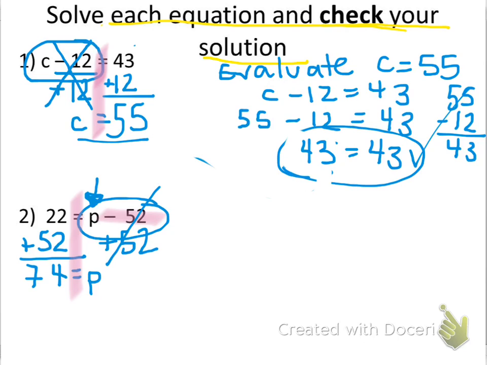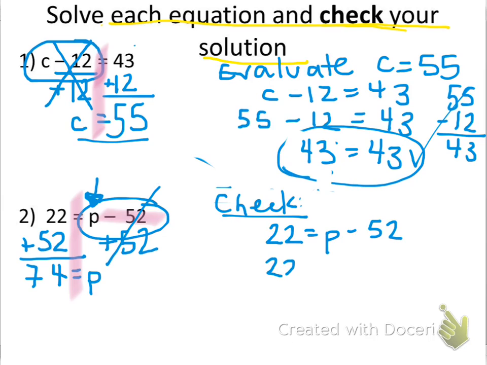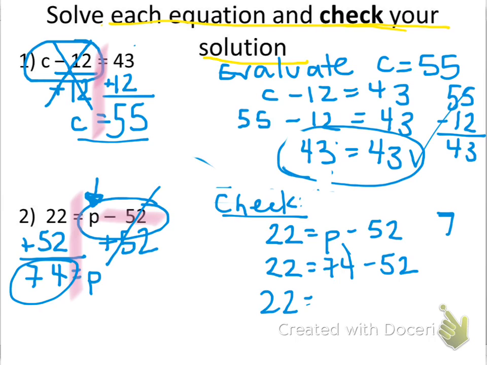So we're going to evaluate. Instead of writing evaluate, you can just write check. So we're going to do our check over here. To do our check, we'll write the equation 22 equals p minus 52. And then we're going to leave the 22, and instead of writing p, we'll write 74.